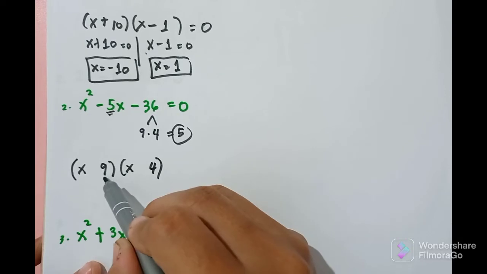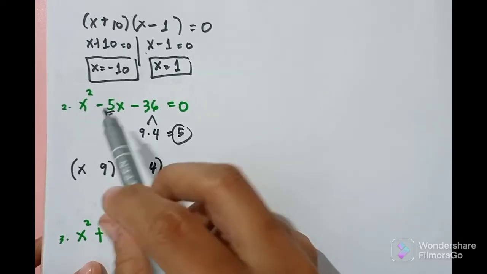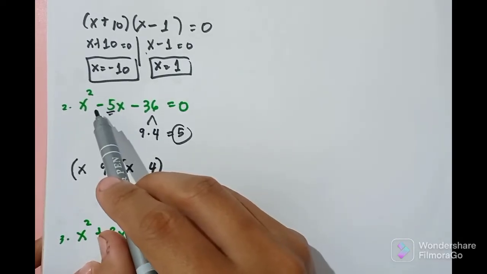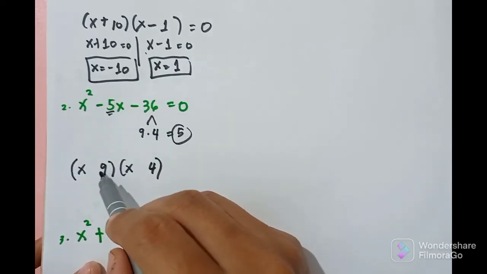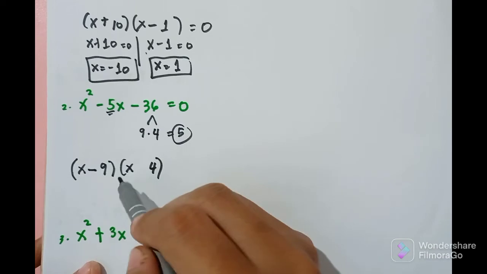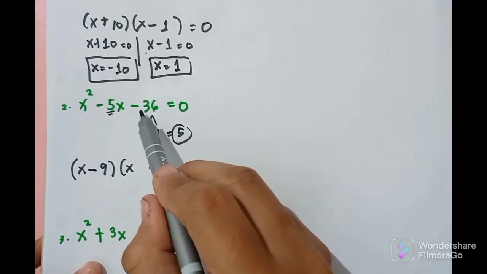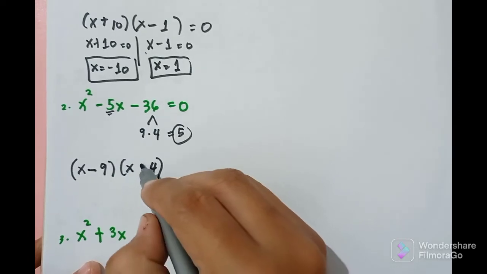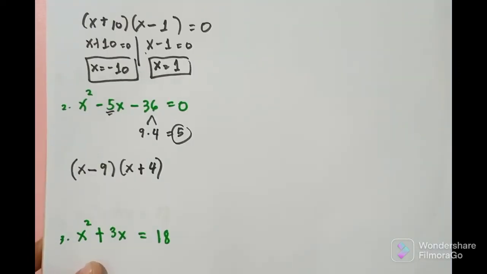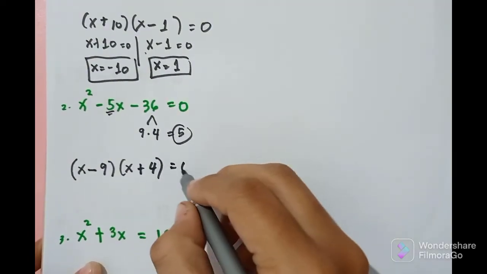So, again, yung higher number, so yung gagaya sa operator ni middle term. Okay, ano bang operator ni middle term? Minus. So, this 9 will be minus 9, and yung isa, since minus nga sa C, so therefore magkaiba yung operator, so this will become plus. And this is equal to 0.